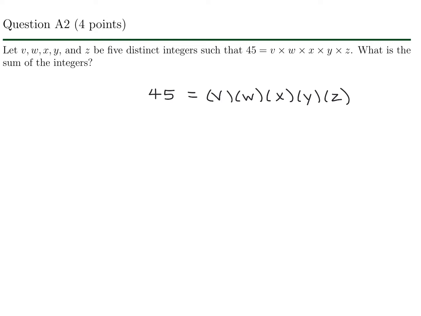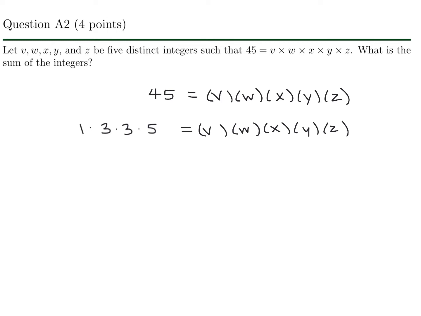I fiddled around with it, and I thought, well, first of all, just break up 45. 45 is 3 times 5, right? But that's only 3 integers, and somehow I've got to get 5. So I thought, why don't I just put in a 1 in there? That's perfectly valid, but I still only have 4 integers. And I thought, well, then what do I do now? I'm stumped. And I thought, well, I'll just use negative signs.